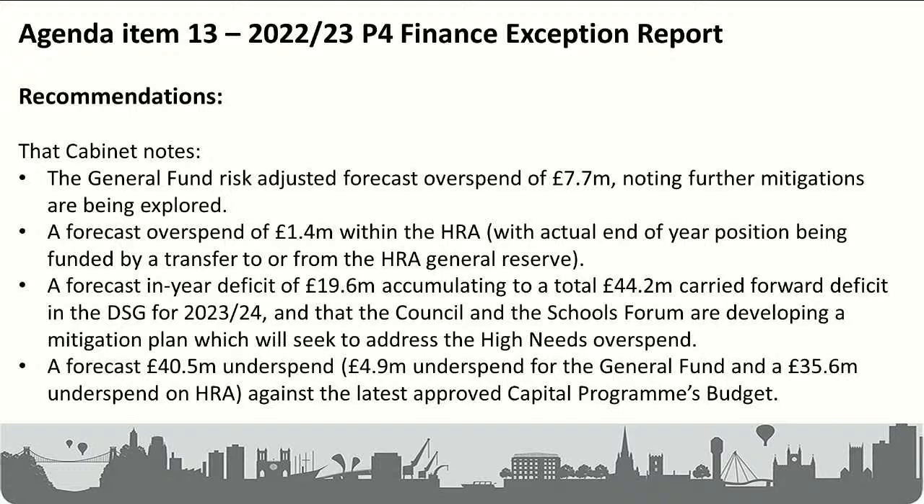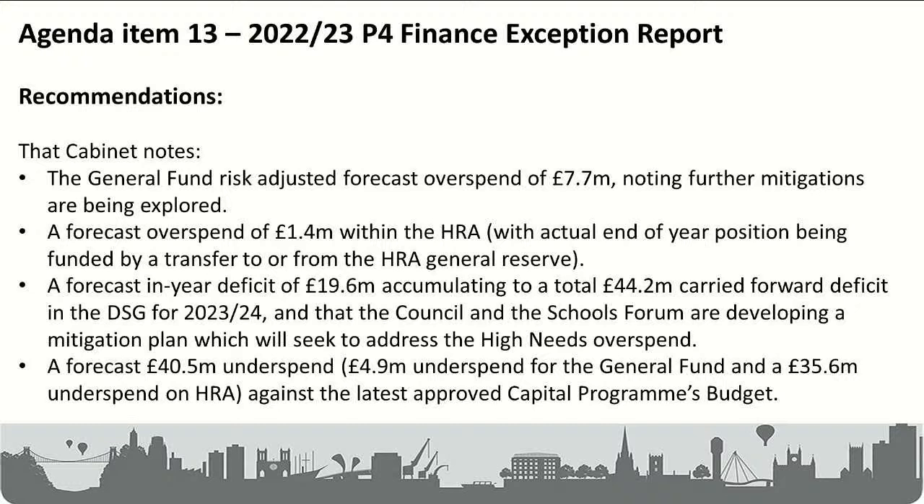It should be noted that at present, any excess pressures arising between budgeted allowances for cost of living, such as inflation, energy and pay awards, and latest materialising strains are not yet captured and will form part of the Q2 forecast. The HRA is forecasting a 1.4 million full-year overspend, which is a deterioration of 0.2 since Q1, and the DSG is forecasting a 19.6 overspend. This would bring the DSG carried forward deficit for 22-23 to 44.2 million.